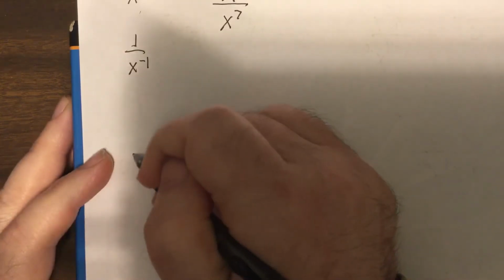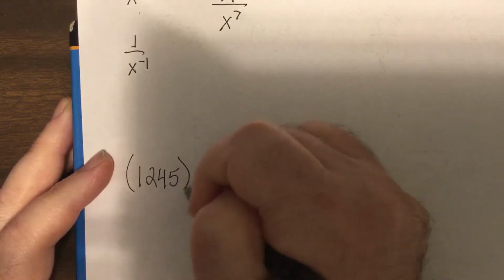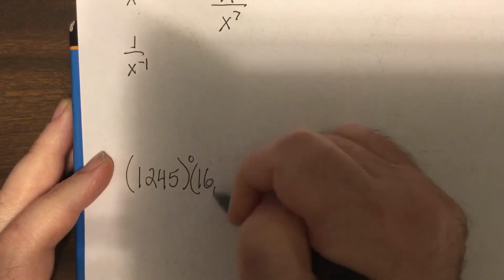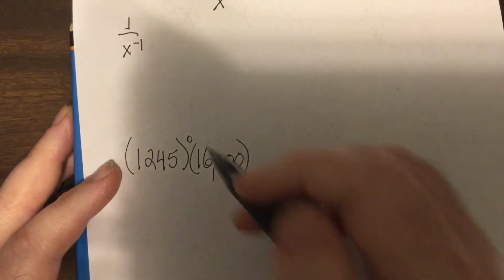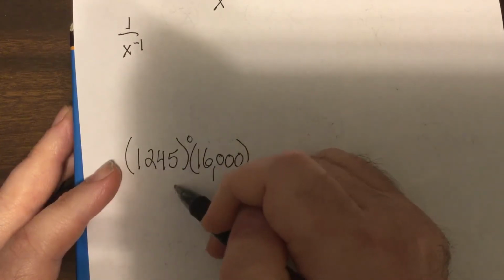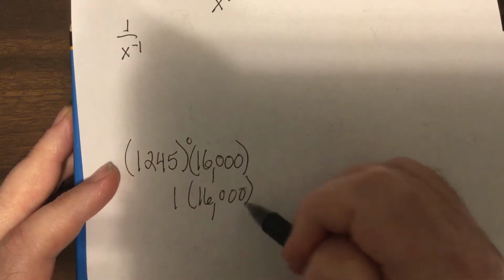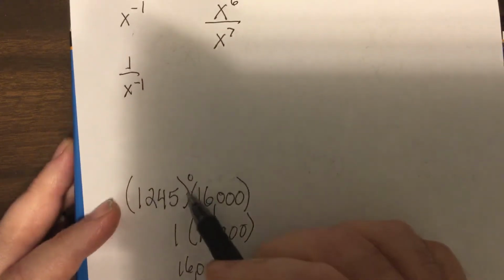Now, I'll do this problem on a test, and people will get mad at me. 1245 to the 0 power times 16,000. They'll say, oh, I need a calculator. Oh, Mr. Murphy, you're so mean. Well, wait a minute. Anything to the 0 power is 1. So it'd be 16,000.